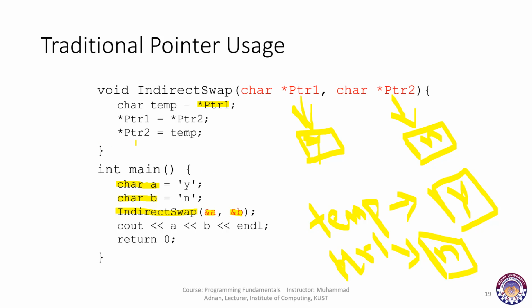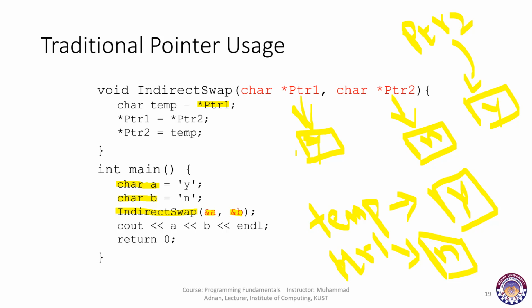And then we get the value temp and assign it to the address which ptr2 is holding. So ptr2 is now pointing to a memory slot, and in that memory slot you have stored the value of temp, which is y. So now you can see ptr2 has the value of y and ptr1 has the value of n, and this is what we wanted. Our aim was to exchange the values. So ptr1 has now the value of n, ptr2 has now the value of y.